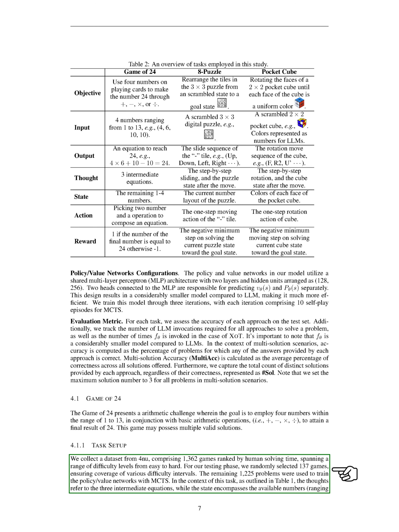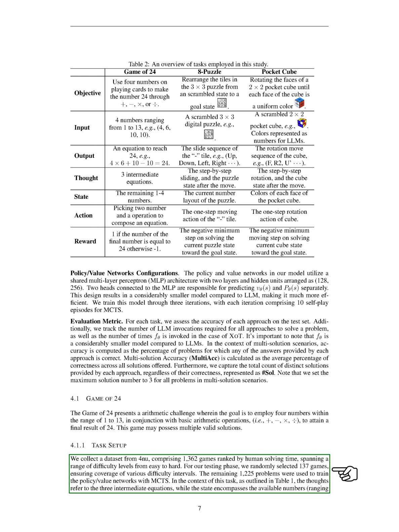We collected a dataset of 1,362 games ranked by human solving time, covering a range of difficulty levels. For our testing phase, we randomly selected 137 games, ensuring coverage of various difficulty levels. The remaining 1,225 problems were used to train the policy value networks with MCTS.